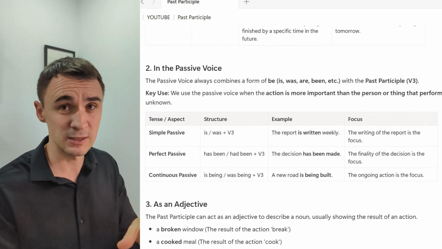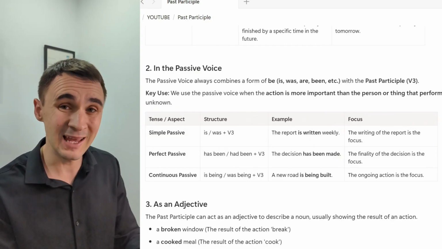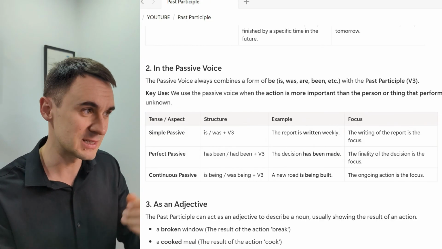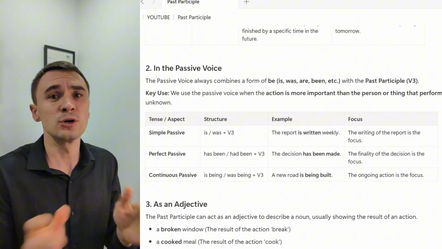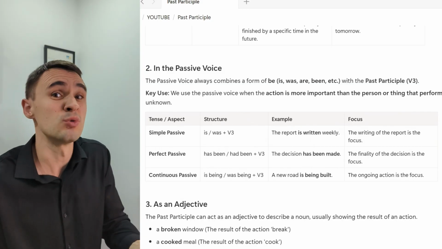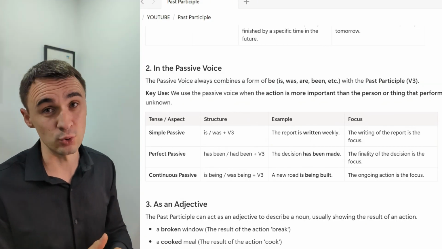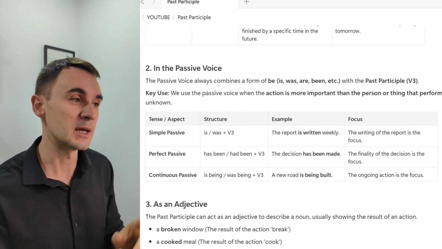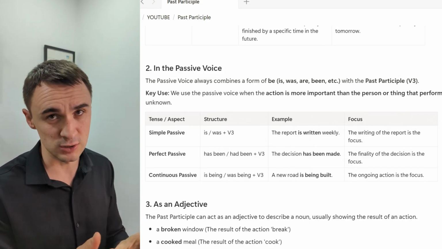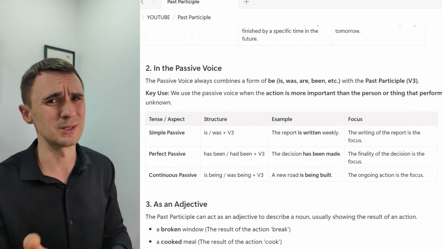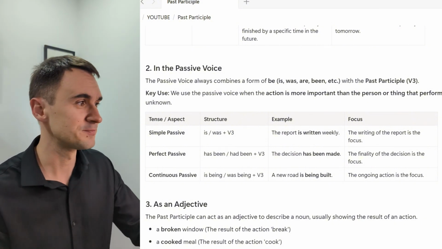is or was, depending on present or past, plus V3. For example, the report is written weekly. We don't care who writes the report, maybe we don't know who writes the report, so we say the report is written weekly, okay? And what do we focus on? The writing of the report is the focus, right? We focus on the writing, not on who did it, right?